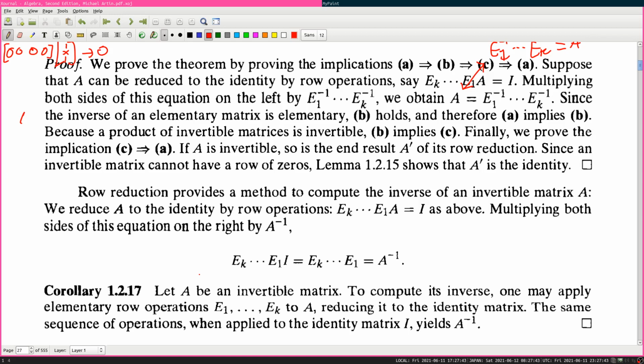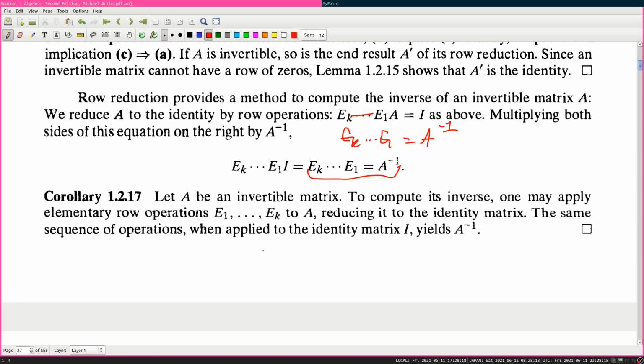Right, okay, so this is kind of a weird way to make this point. Row reduction provides a method to compute the inverse of an invertible matrix A. So we reduce A to the identity by row operations, E_k down to E_1 A equals I as above. Multiply on the right by A inverse, so then you would have E_k down to E_1 equals A inverse, which is what I said before. Right. There.